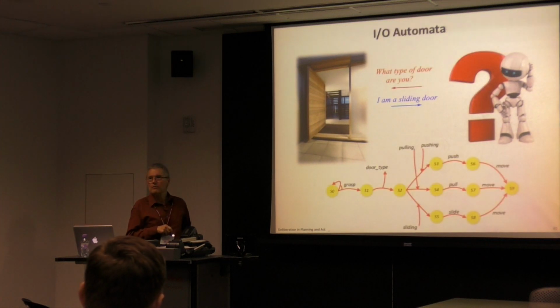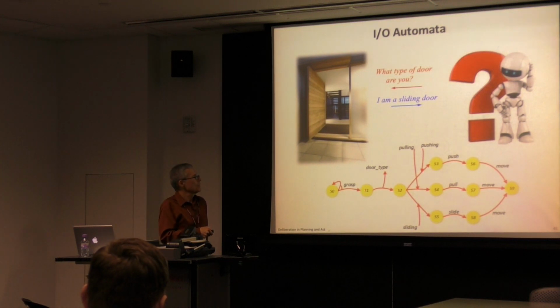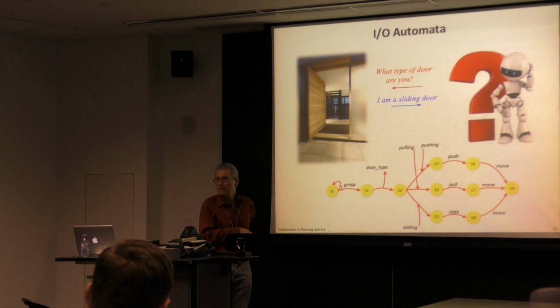Here, let's take a simplified version of that. We get information saying that it's a sliding door. What that tells us, if we know how to open sliding doors, is a procedure for doing it. Something that would look like this. First, grasp. Check the door type, where you find out it's a sliding door. And if it's sliding, then we do that. Okay?